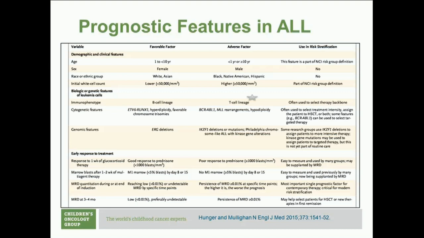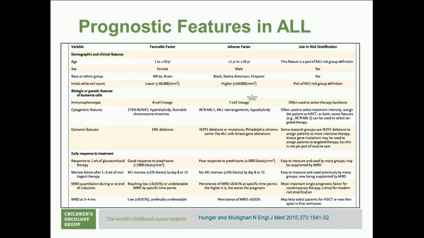And that's part of the NCI risk group stratification. Females have a more favorable prognosis than do males. And race or ethnicity group actually comes into play. So white and Asian have a favorable prognosis compared to black, Native American, or Hispanic. And some people might say, well, why is that? Socioeconomics, access to healthcare, it's not that. It's pharmacogenomics. It's actually how people process drugs based on their ethnicity grouping.